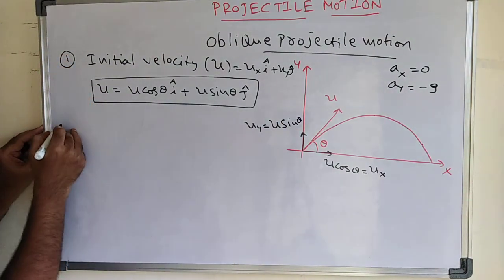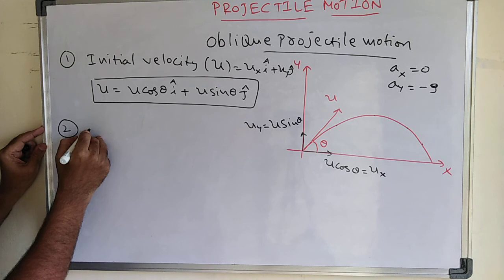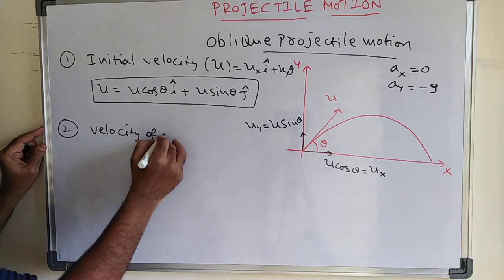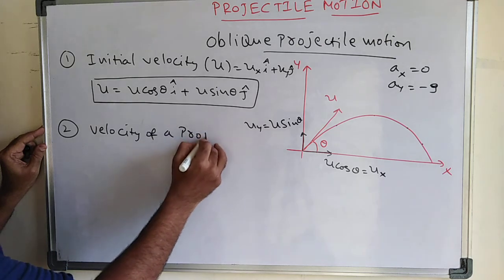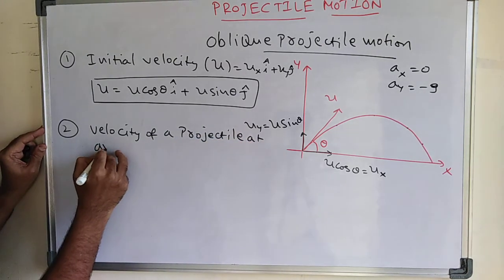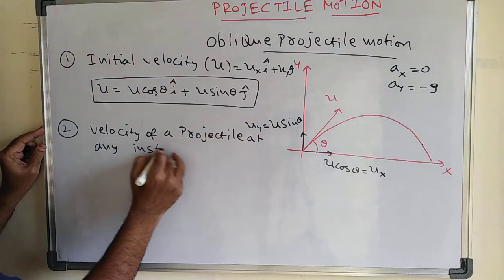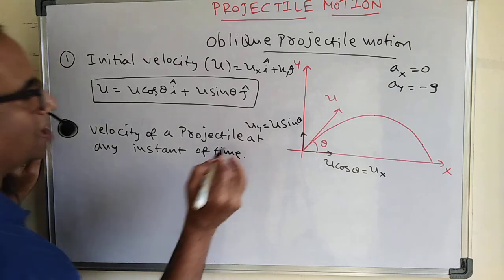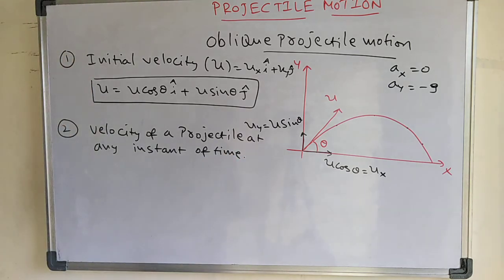Okay, let us look at the second one. This is called the velocity of a projectile at any instant of time. What is the velocity of the projectile at any instant of time?